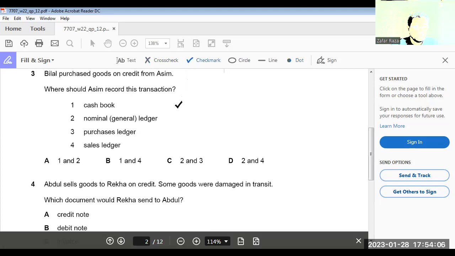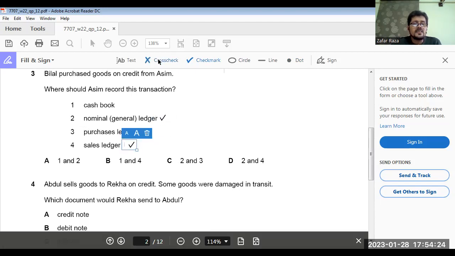Now, in that case, because Asim is selling goods to Bilal, Asim will record in nominal ledger and sales ledger. In this transaction, cash is not involved, so cash book cannot be part of the answer. And purchase ledger, because Asim is not purchasing, Asim is selling. So Asim is not going to record anything in the purchase ledger. So the answer is option D, 2 and 4.